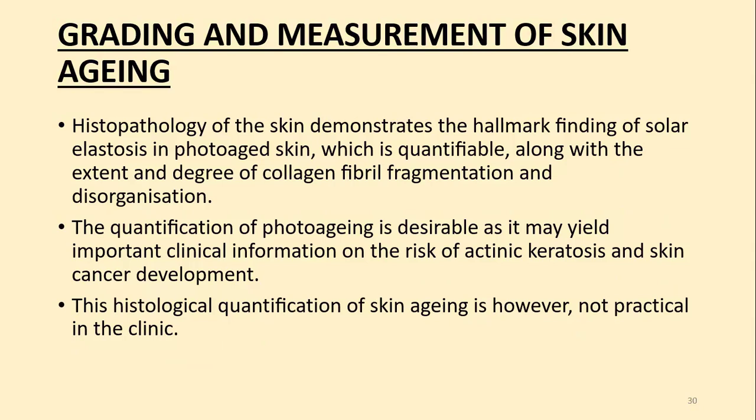Grading and measurement of skin aging. Histopathology of skin demonstrates the hallmark finding of solar elastosis, which is graded from 1 to 3 on histopathology specimens. It is quantifiable along with the extent of dermal collagen fibril fragmentation and disorganization. The quantification of photoaging is desirable as it may lead to important clinical information on risks of actinic keratosis and cancer. So in grade 3 solar elastosis, there are more chances of having actinic keratosis and skin cancers.